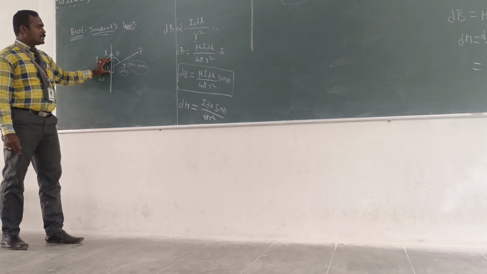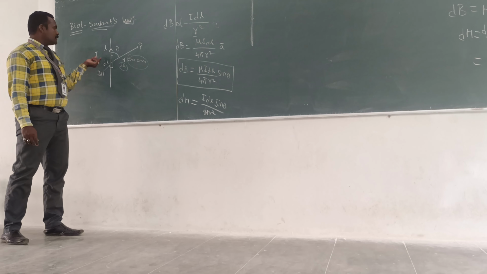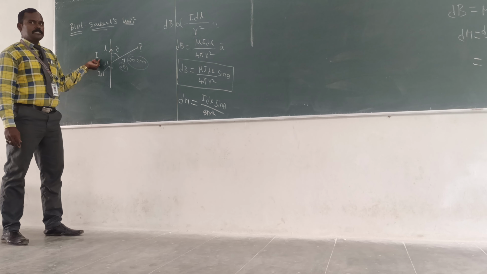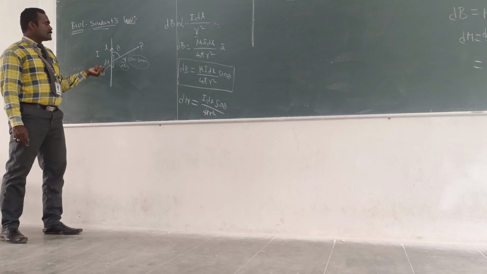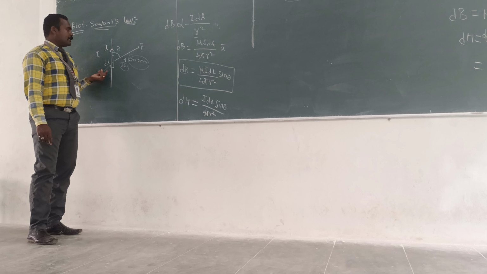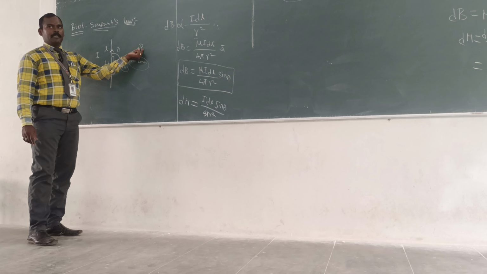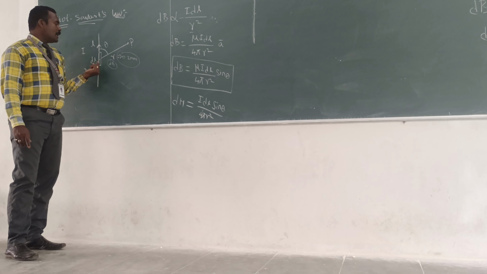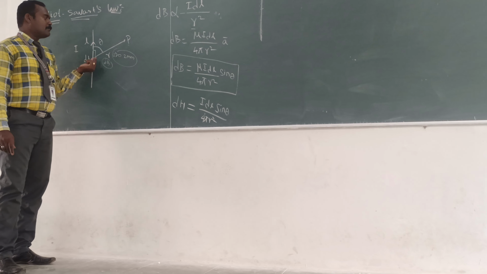A small length we are considering. So the flow of current, we can mention here itself, that is the current I. So let us consider the current element I dl. Then you can consider another point, that is the point P. It has the angle theta and the distance r from the considered element.